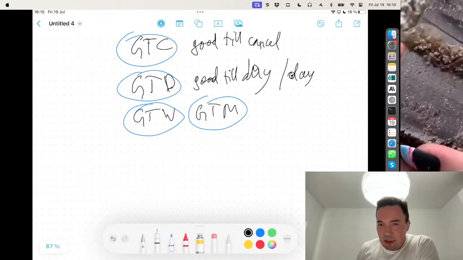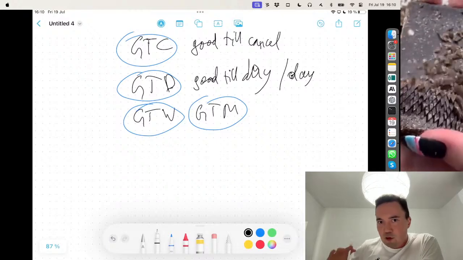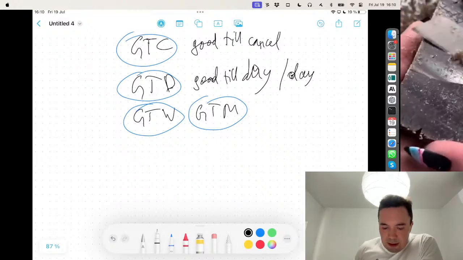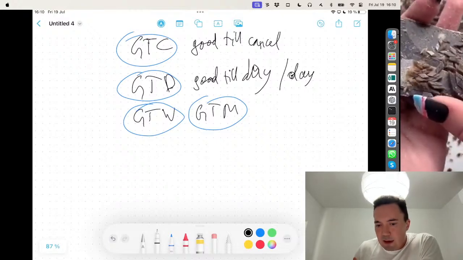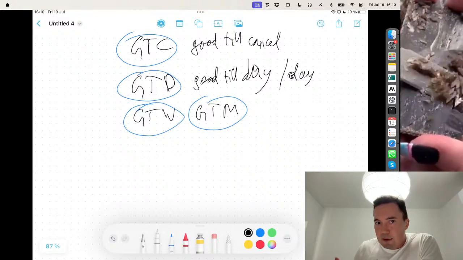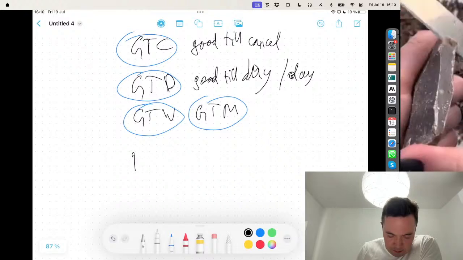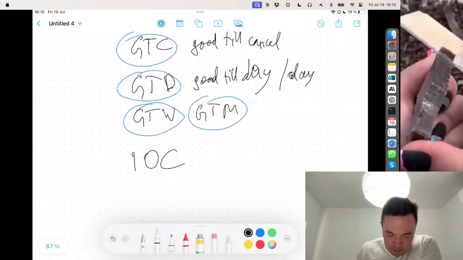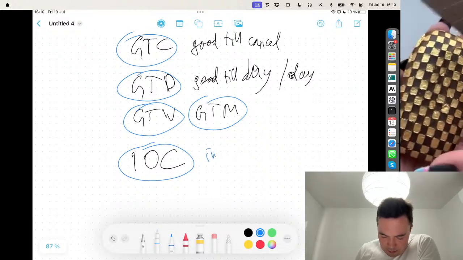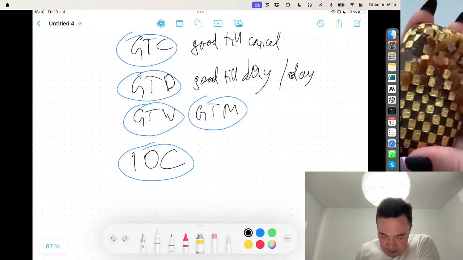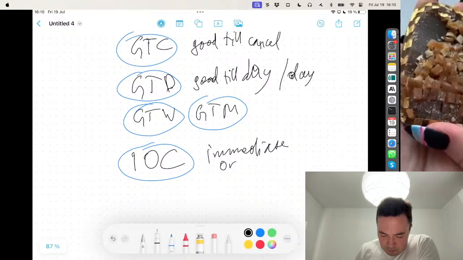Next, there's also an instruction that could be supplied to the order to say that this order should be immediately executed if it's possible, and if not, cancel it immediately. So it's called immediate or cancel.